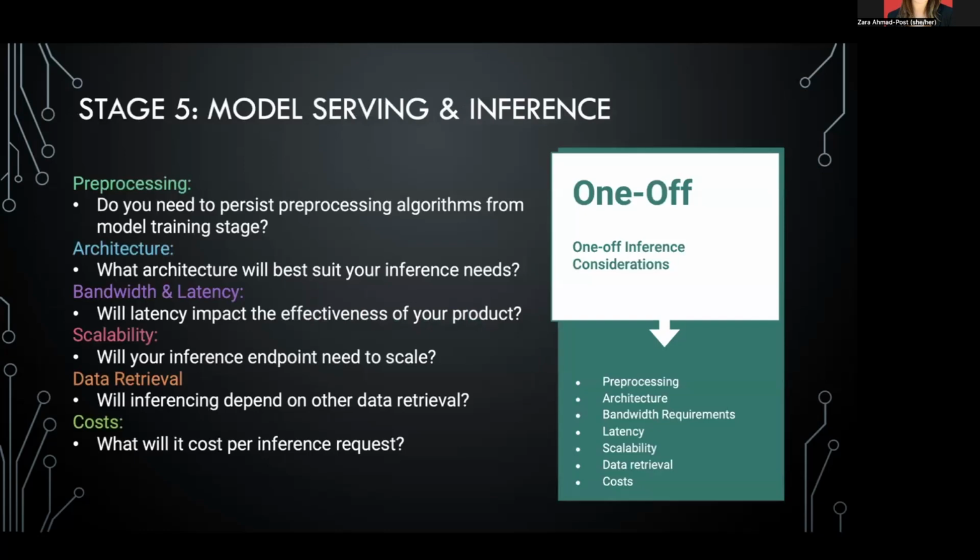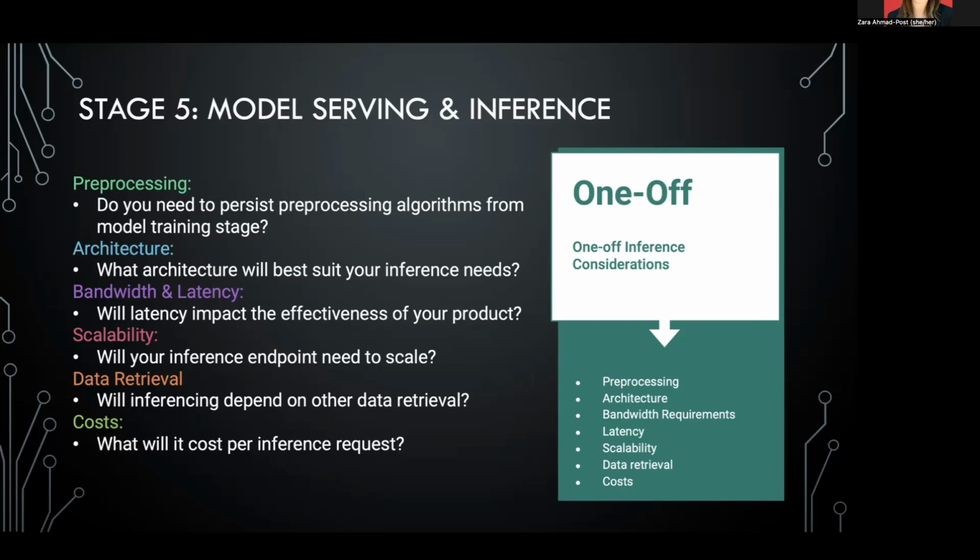And then if you're doing one-off predictions, in that case, for preprocessing, you might not even need to persist your preprocessing algorithms from your model training stage. As far as inference, you just have to decide what architecture is best going to suit your inference needs. That might just be on one machine. You train a model on one machine, then you do one-off inference on a huge amount of data, call it good.